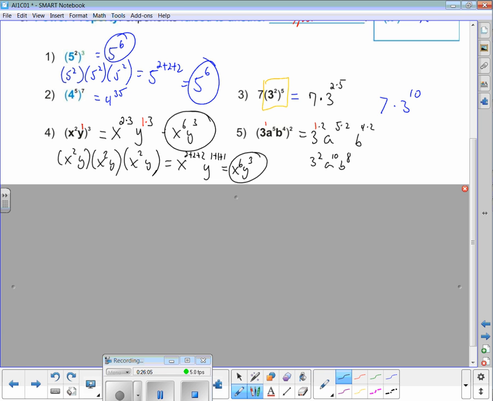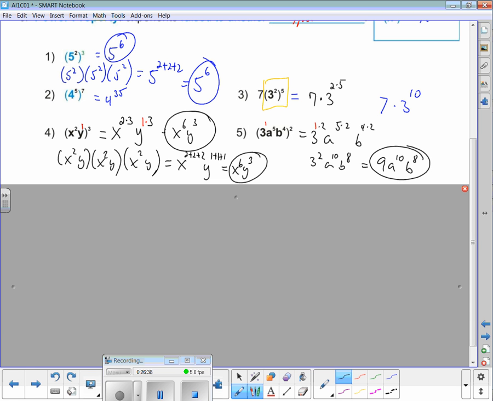We will simplify our answer, though. And we all know 3 squared is 9, right? 3 times 3 is 9. So it should have been 9, a to the 10th, b to the 8th. Did anybody get that? What happened? How many got at least 3 squared, a to the 10th, b to the 8th? Okay. So again, just finish by simplifying. And the rest of you, doesn't that make sense?